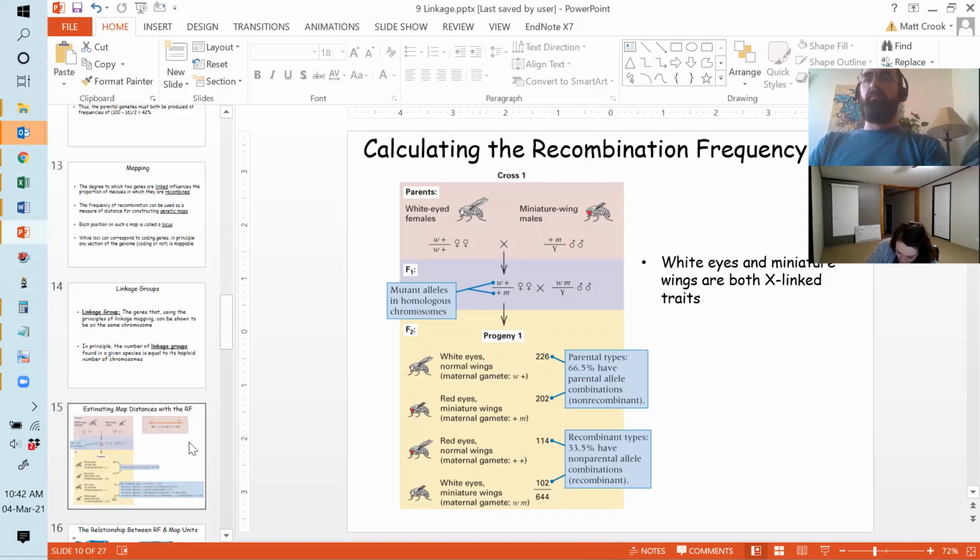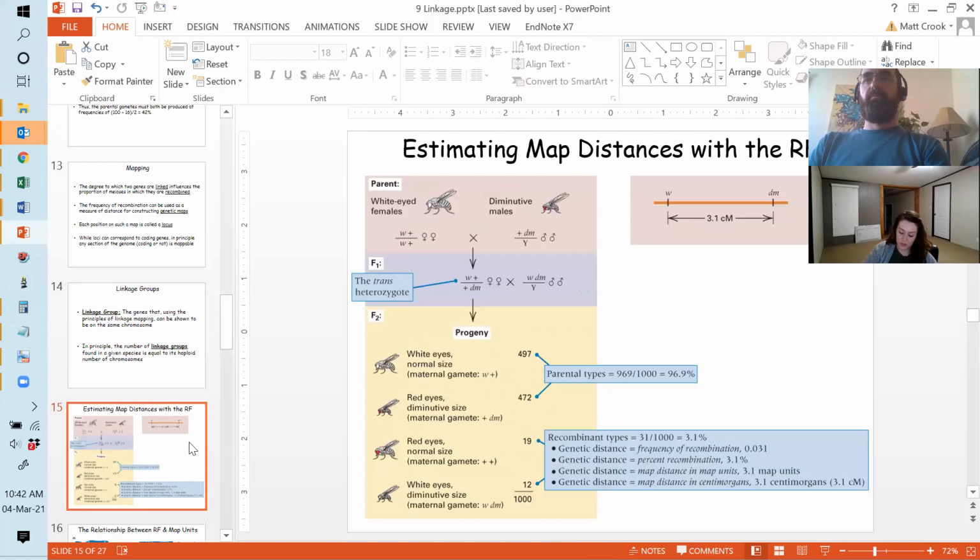Okay, here's another one. Here we've got the same female parent, sorry, a different male parent because we're looking at a different gene. This is now diminutive males, or DM, right? It's not small wings, it's small males, normal wings. Do exactly the same.